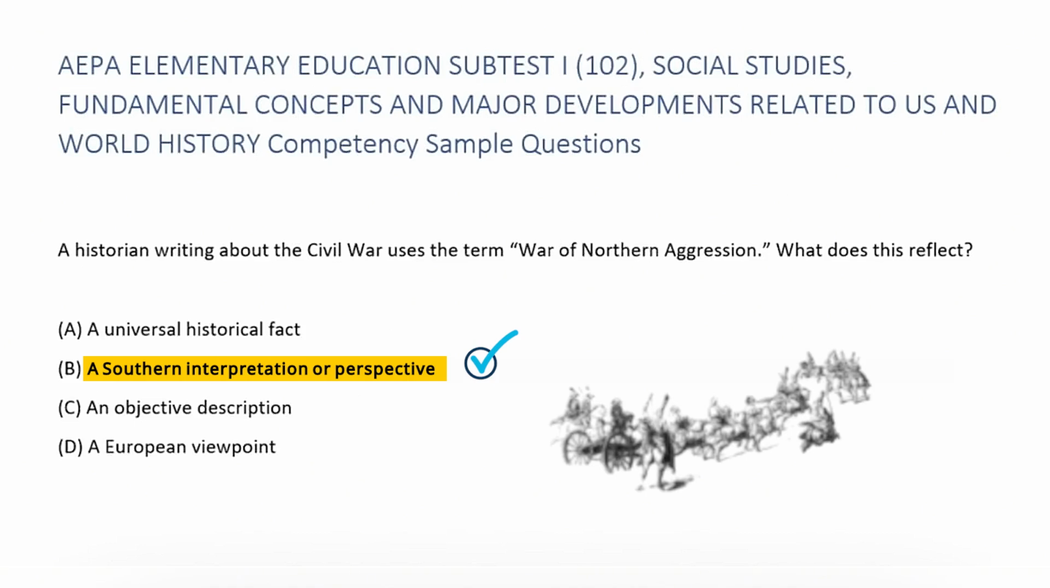That term shows a regional bias. It's a Southern view that frames the Civil War as unfair aggression by the North. The other answers are wrong because A, a universal historical fact, implies that the term is a fact, which it is not. C, an objective description, is the opposite of bias. And D, a European viewpoint, has nothing to do with the context. It's not a European view.